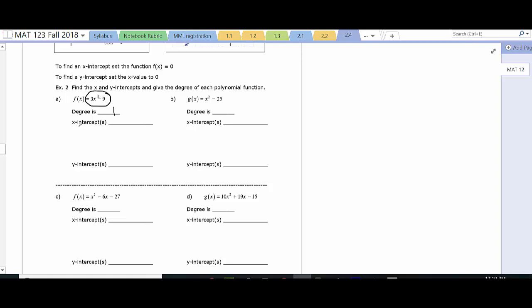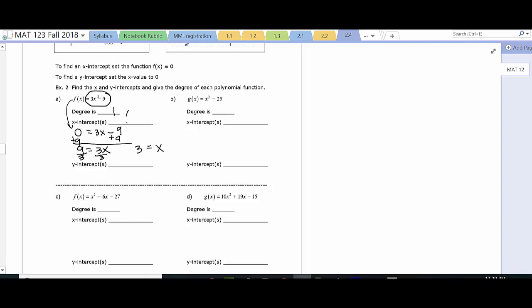When you find an x-intercept, you set f of x equals 0. So f of x becomes 0, and then you solve that equation. One of the reasons we started solving equations in this class is so you can do stuff like this. Now it's pretty easy. Add 9 to both sides, which gives 9 equals 3x. Then divide by 3, so x is equal to 3. So your x-intercept is 3.